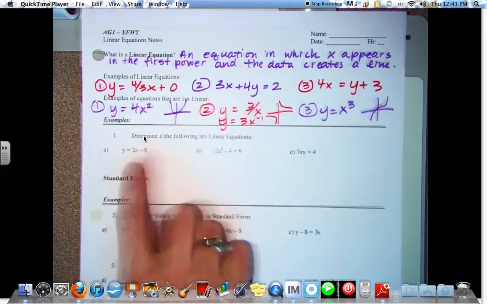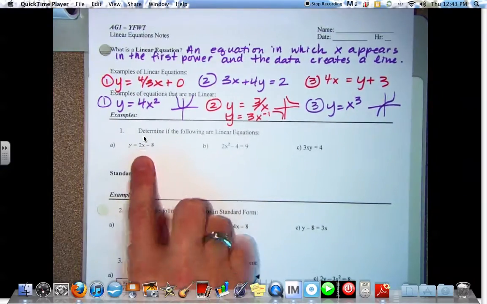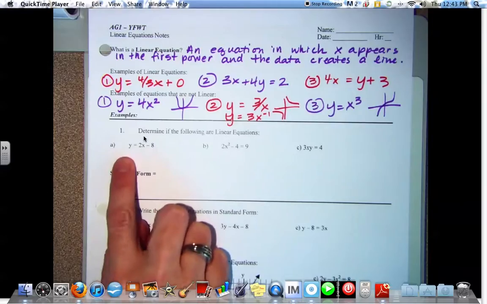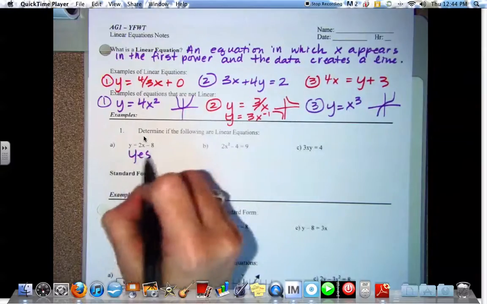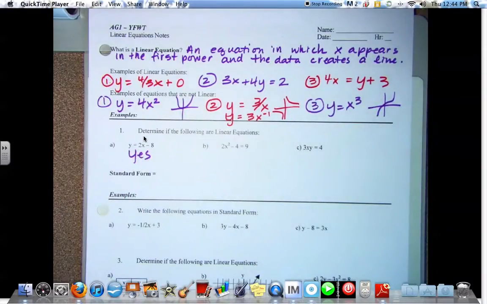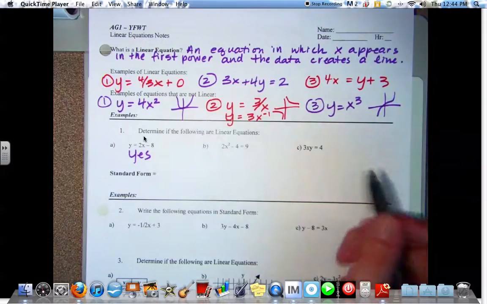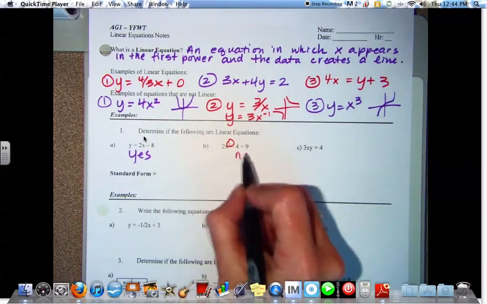So for 1, determine if the following are linear equations. First one, y equals 2x minus 8. Think about it, we've graphed this, right? So it is a linear equation. B, 2x squared minus 4 equals 9. Would that be linear or not? No. Why not? Because it has an exponent. Correct. No.